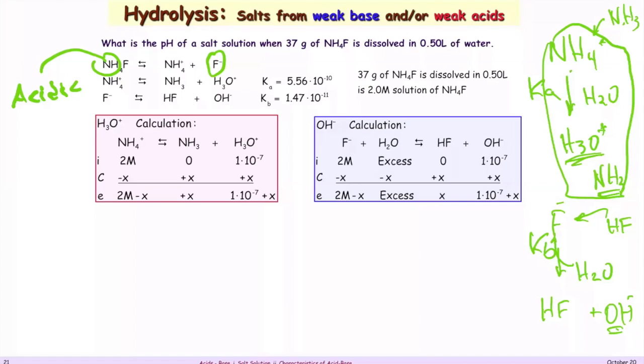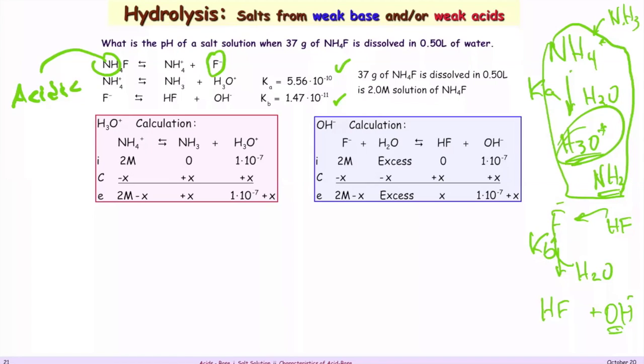And you can see that the Ka for ammonium is 5.56 times 10 to the minus 10. The Kb for fluoride is 1.47 times 10 to the minus 11. I can tell you right now that 5.56 times 10 to the minus 10 is bigger than 1.47 times 10 to the minus 11. This solution will be acidic.